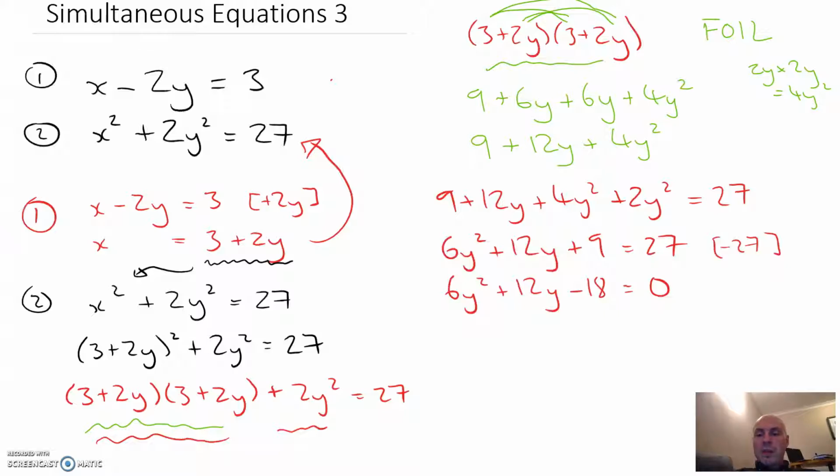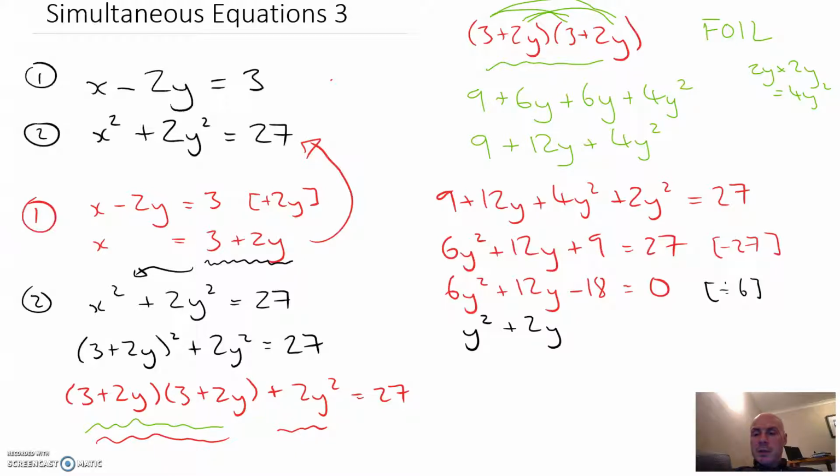Now because we've got equals 0 on the right, we can do something clever here. We can divide through by 6, and it's going to make our factorising much easier. So we're going to divide through by 6. Okay, so we've got 6y squared divided by 6, that's y squared. 12y divided by 6 is plus 2y.